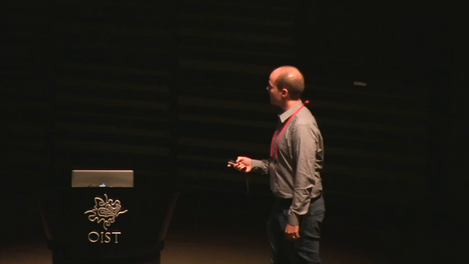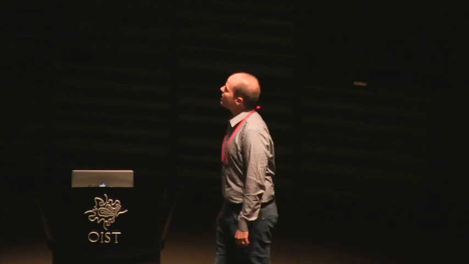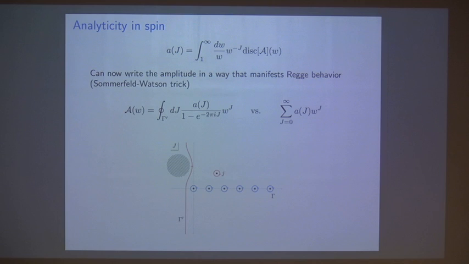So analyticity in spin lets us do something nice. We can now write the amplitude in a way that makes manifest its Regge behavior. And this is called the Sommerfeld-Watson trick. So what you do is you start with a sum over partial waves, and you write it as a contour integral over these contours encircling integer values of j. And then you use the fact that the partial waves are analytic in spin to deform the contour away from the blue contour to the red contour. And in the process of doing that, you might pick up some other poles in this function a of j. And when you do that, you're led to a new expression for the amplitude as an integral over complex spin.